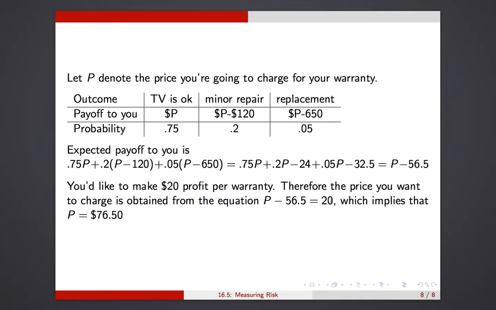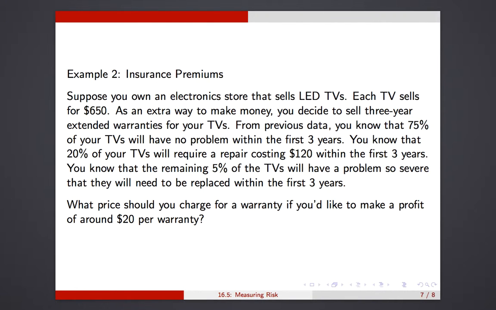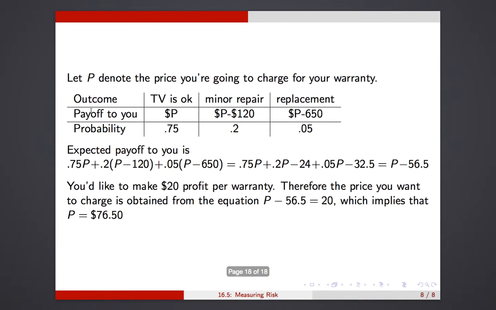So this might be a tough sell to your customers, right? They're already spending $650, and then you want to charge them an extra, basically $80 for this warranty. But if this data is what it is, right? What data was handed to us, wasn't it? This is the price you would need to charge if you want to make a $20 profit per warranty.